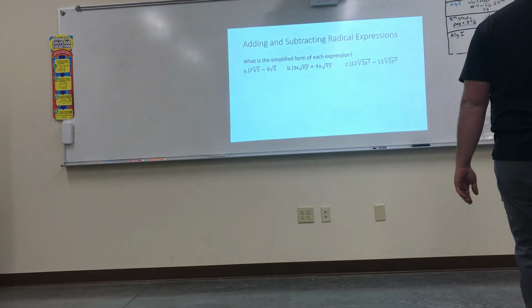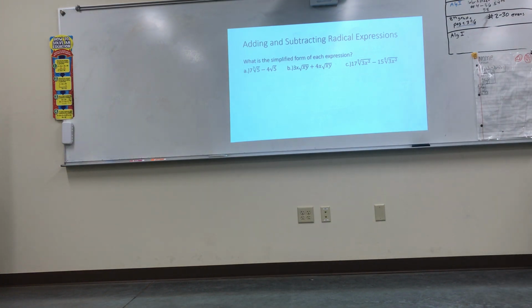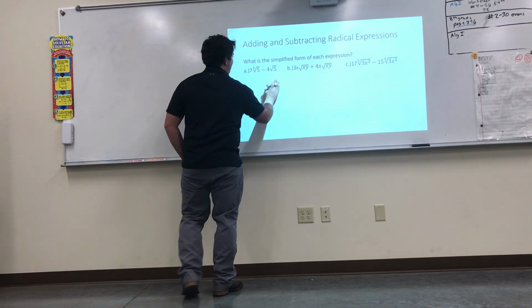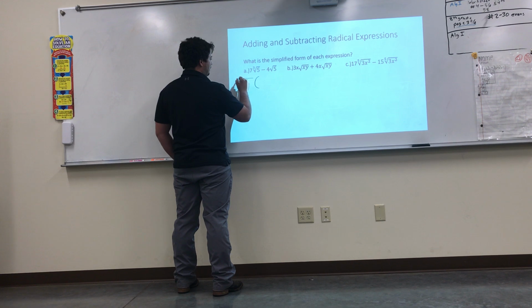Alright, so first things first here. We have to think what we can pull out of both of these. Well, it's just like regular, we're multiplying. In this first one, I can take the square root of 5 out of both of them. So I'm going to pull that out front.